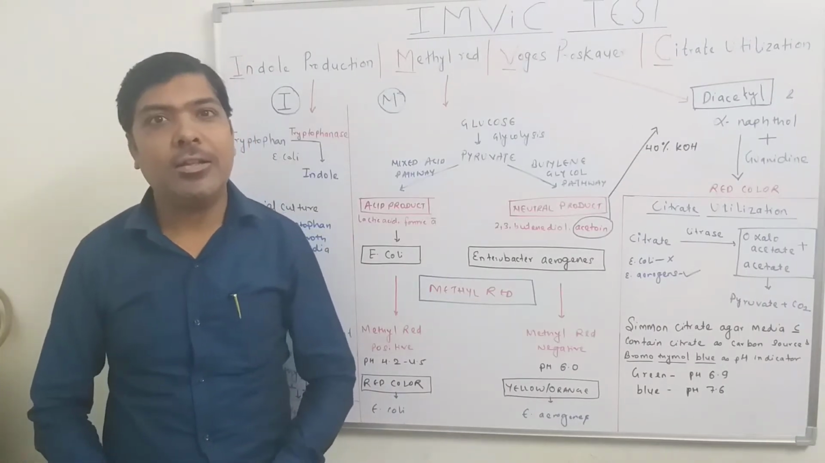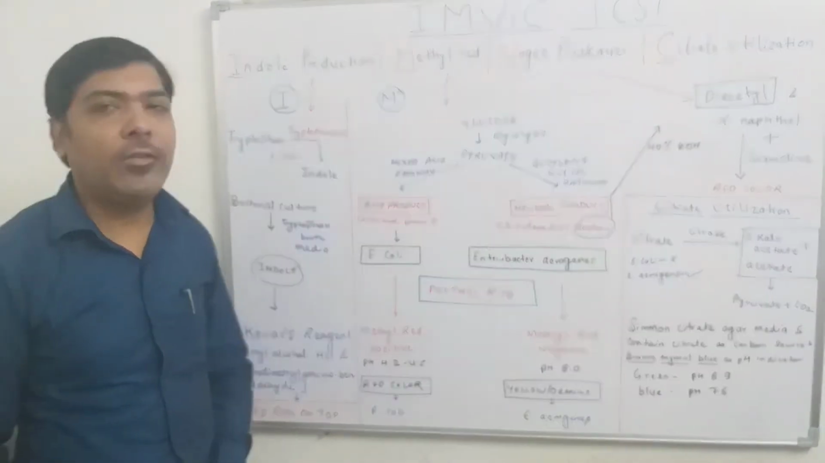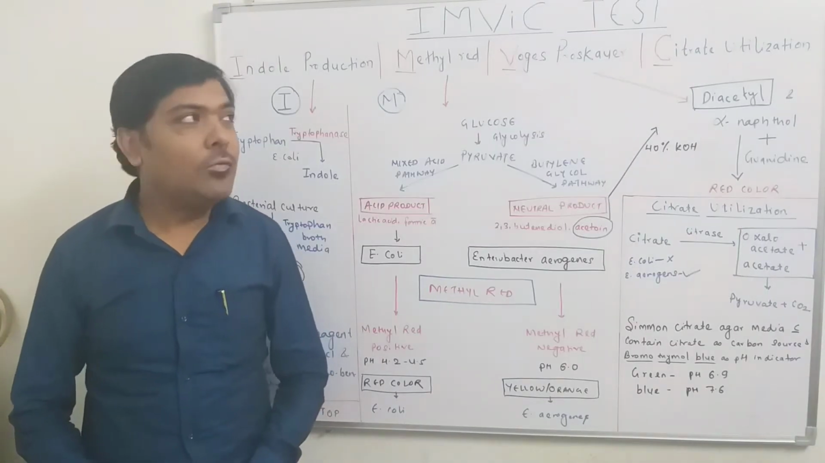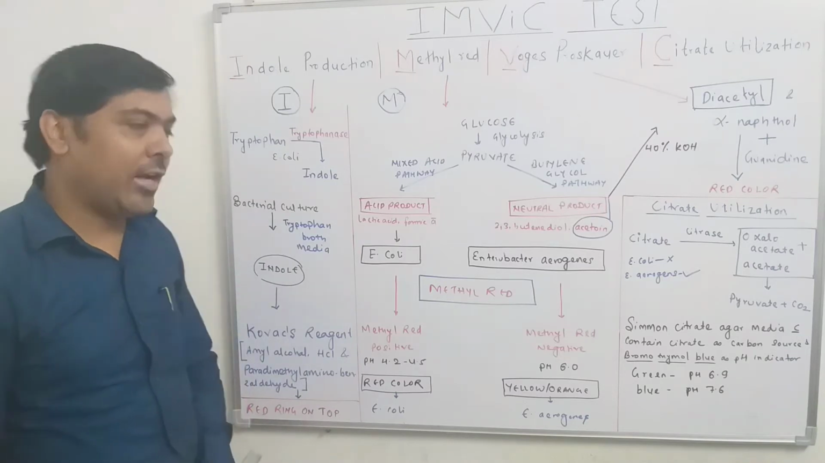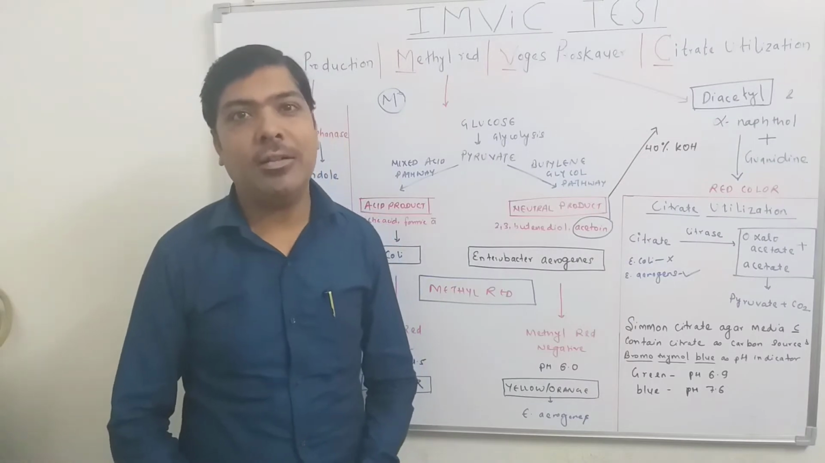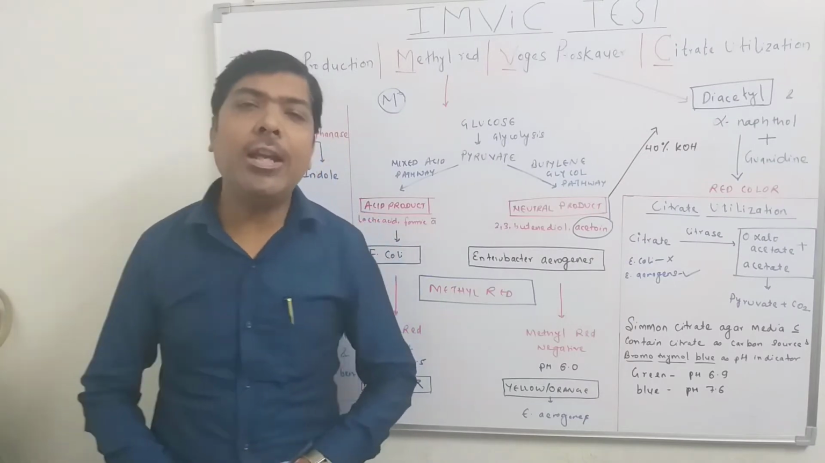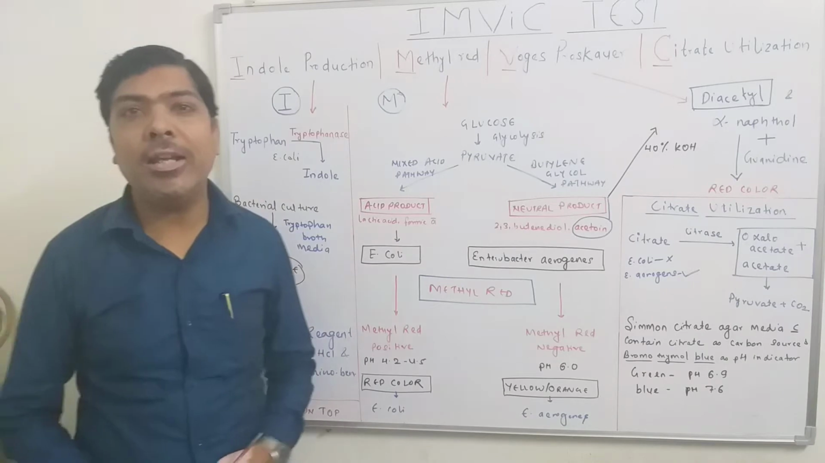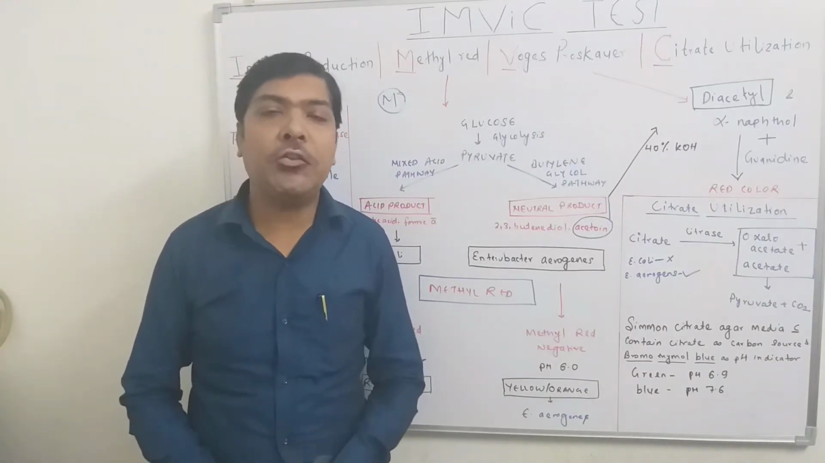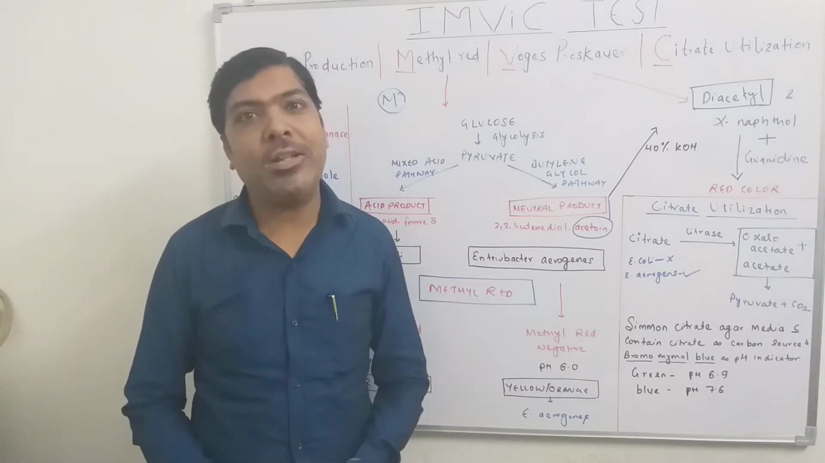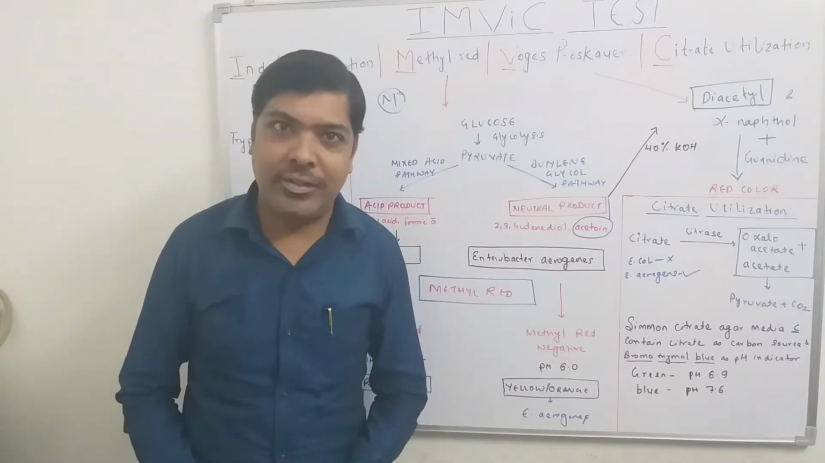In today's class, we'll discuss the IMViC test. The full form of IMViC test is Indole Production, Methyl Red, Voges-Proskauer and Citrate Utilization Test. This is a very common test performed in any microbiological laboratory, especially for the identification of bacteria that belong to the category of Enterobacteriaceae.